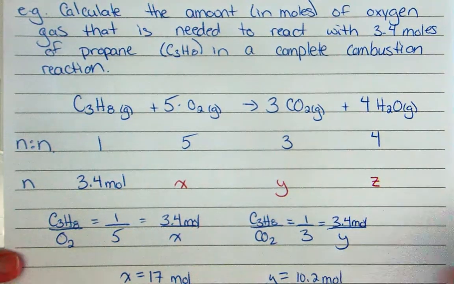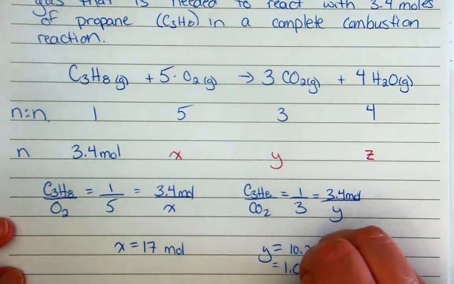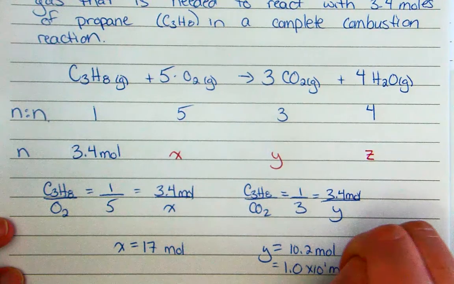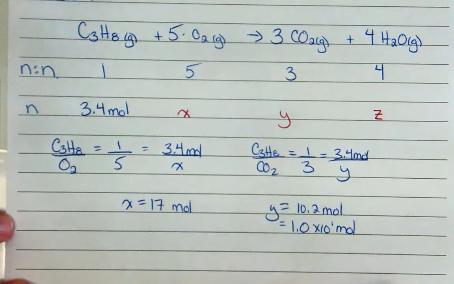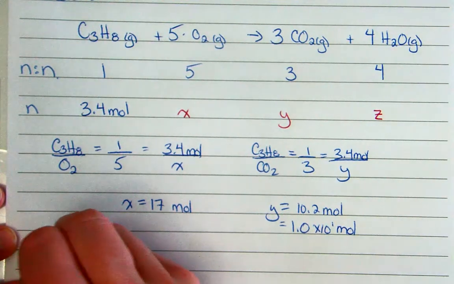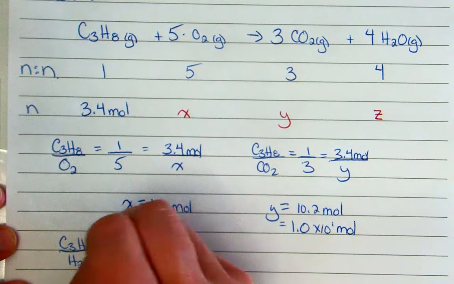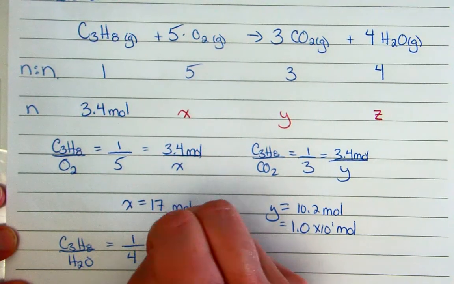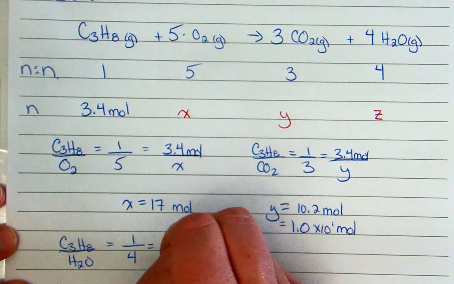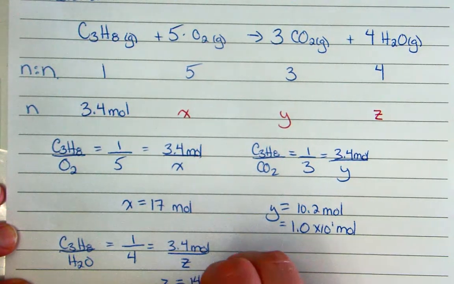but I need to look at sig digs here. Okay, I've only got 2 sig digs, so I'm actually going to have to rewrite this as 1.0 times 10 to the 1 mole. There's 2 sig digs. And finally for Z, for water, C3H8, the water is a 1 to 4 ratio. And that's going to give me 14 moles.